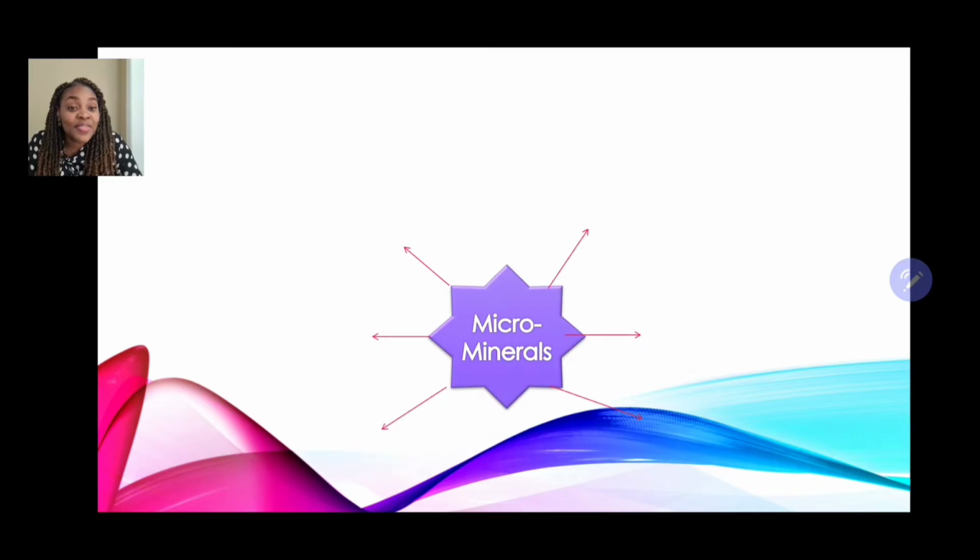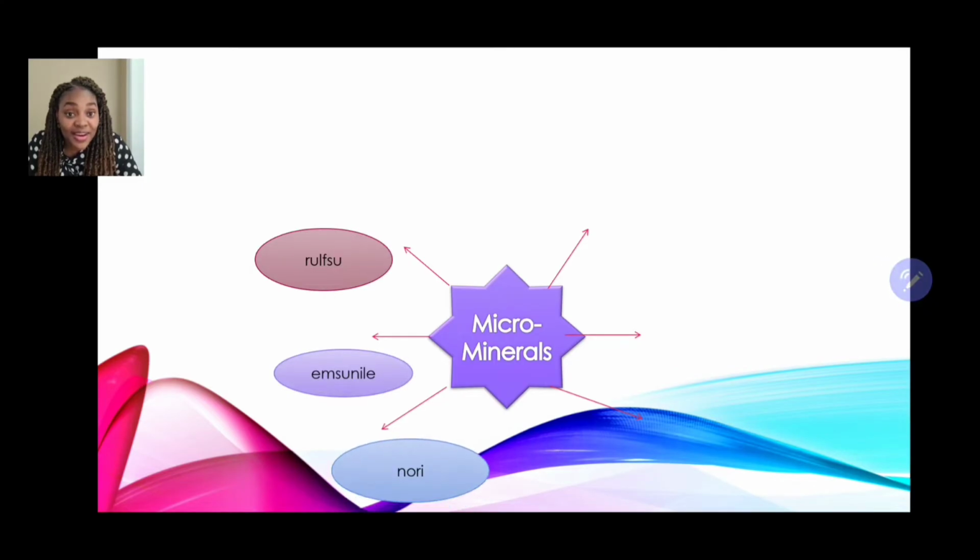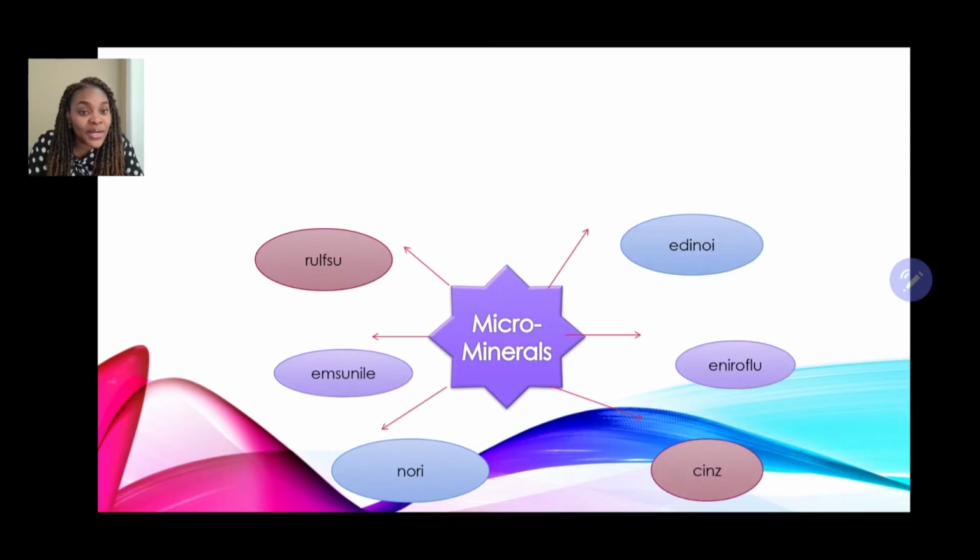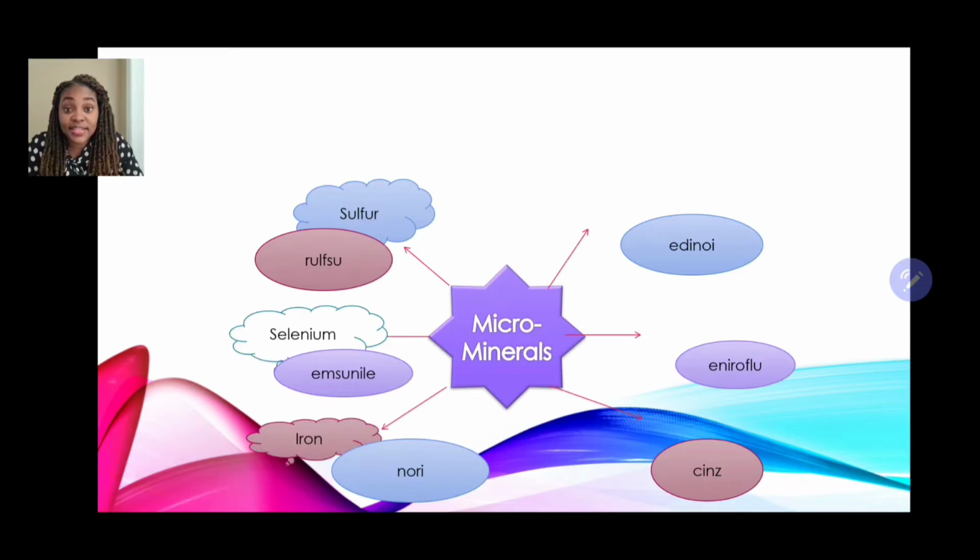Now let us look at the micro minerals and let us see if you can discover what they are as well. All right, there we go with the scrambled words. Now let's discover what these micro minerals are. So we have sulfur, selenium, iron. Now, even though we have iron listed here as a micro mineral or a trace mineral, it is needed in higher quantity than the other trace minerals that are listed here.